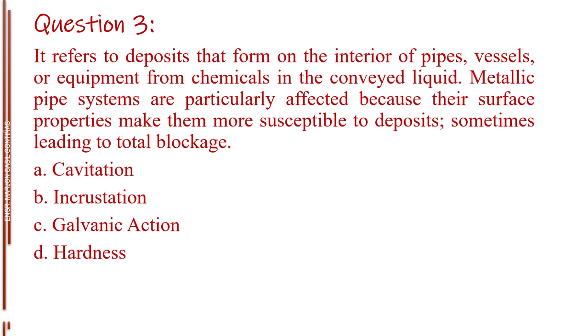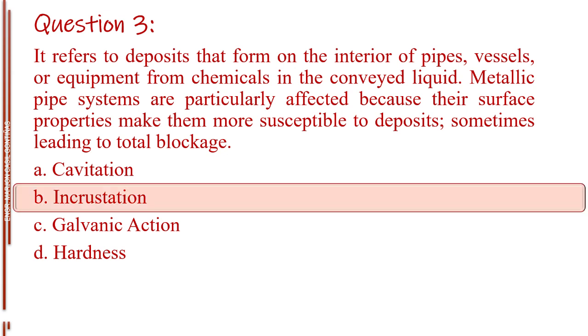Question number 3. It refers to deposits that form on the interior of pipes, vessels, or equipment from chemicals in the conveyed liquid. Metallic pipe systems are particularly affected because their surface properties make them more susceptible to deposits, sometimes leading to total blockage. Letter A, cavitation. Letter B, incrustation. Letter C, galvanic action. Letter D, hardness. The answer is letter B, incrustation.